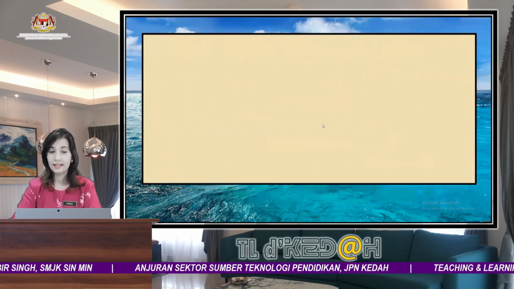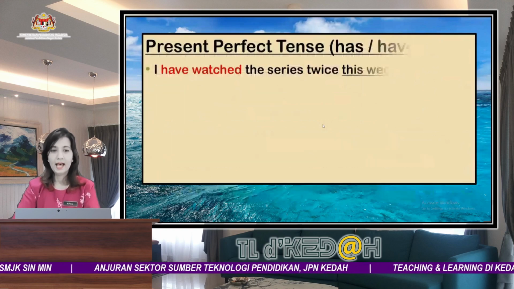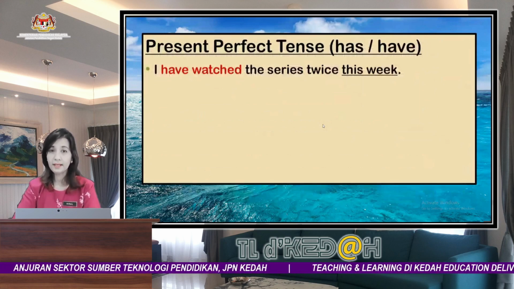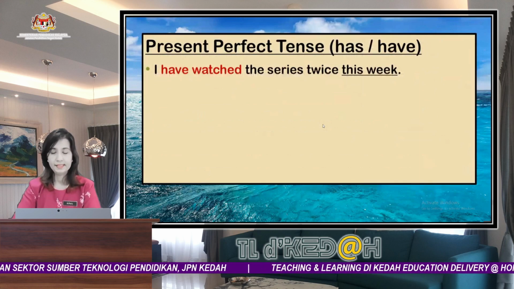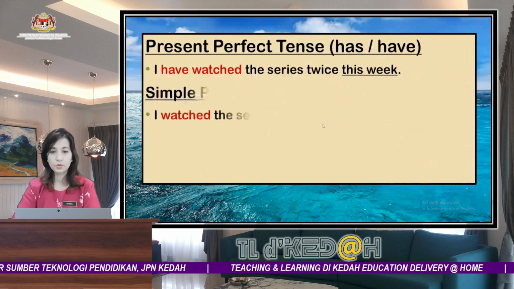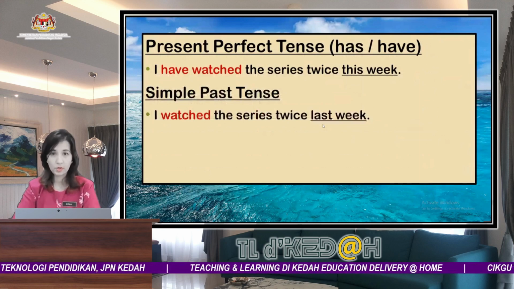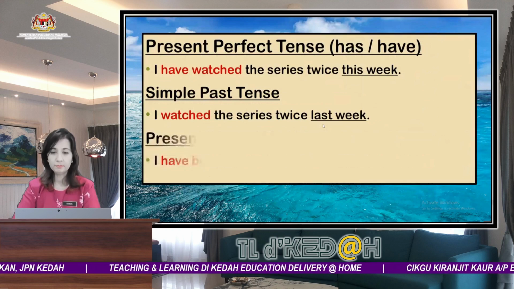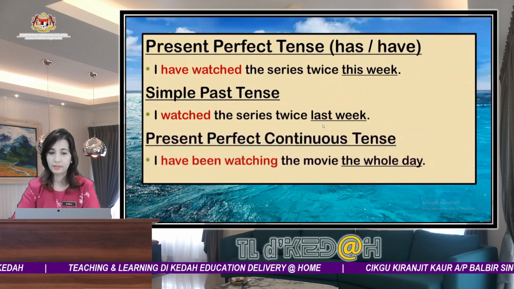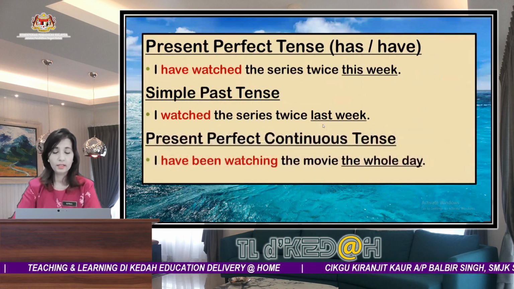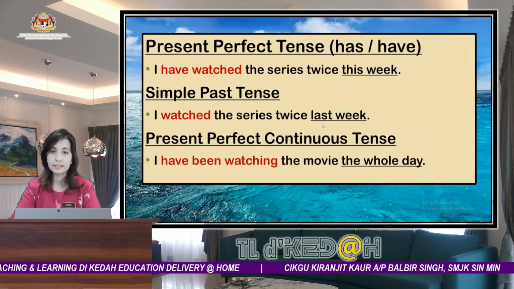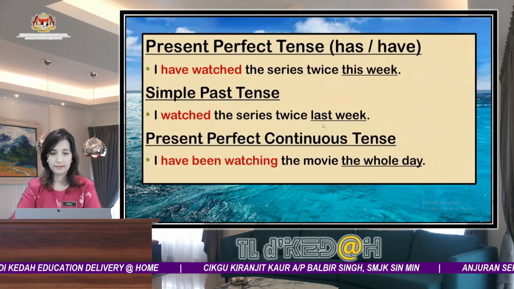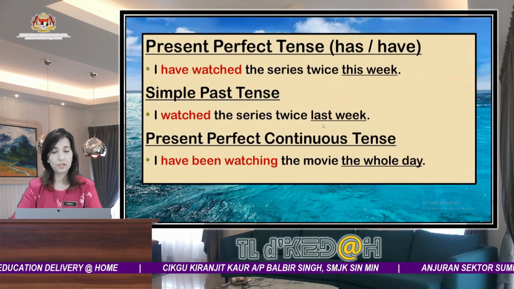Okay, present perfect tense. Another example, three examples. I have watched the series twice this week. So I might watch more times. Okay, simple past tense, I watched the series twice last week. So it's over. I'm not going to watch anymore. Present perfect continuous tense, I've been watching the series the whole day. Or I've been watching the movie the whole day, showing that it's in progress. I'm not doing anything. I'm just going to watch movies. So, okay, that is present perfect continuous tense.